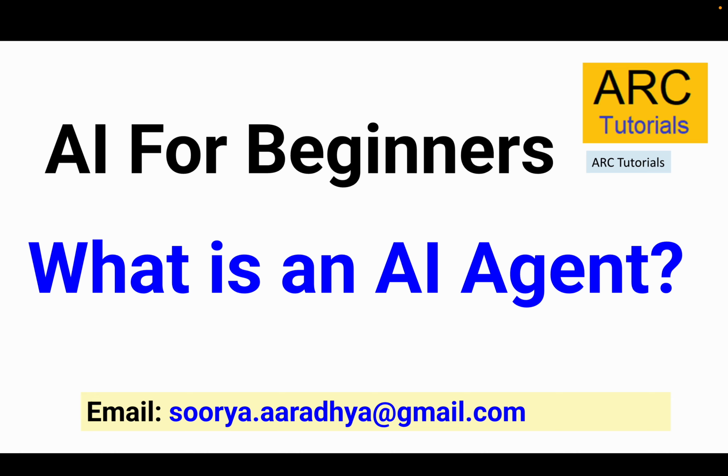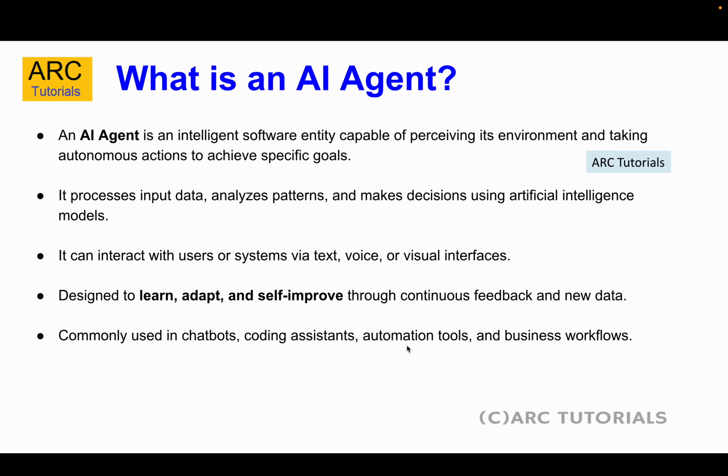In today's episode, we will learn what is an AI agent. We hear this word very often nowadays, so it's important to start from the very basics to understand what exactly is an AI agent. So, in short, we can say that an AI agent is an intelligent software entity which is capable of perceiving its environment and taking autonomous actions and decisions to achieve certain specific goals.